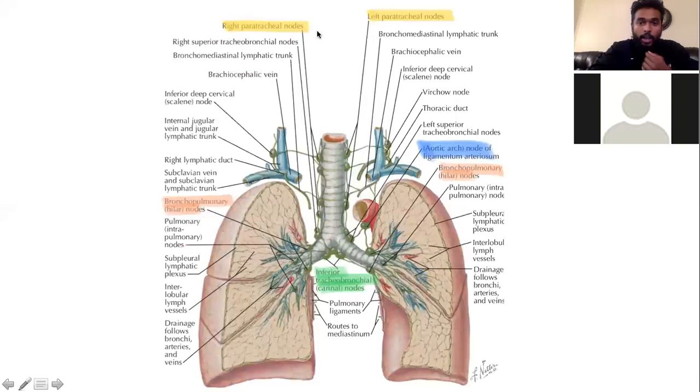I highlighted all those four areas in different colors. You're going to see them along the trachea; these are your paratracheals. You'll see them under the bifurcation, under the carina. You'll see them under the aortic arch, which are your aorticopulmonary lymph nodes, and you'll see them near the hilum. So those four areas: paratracheal, under the carina, around the hilum, and under the aortic arch.